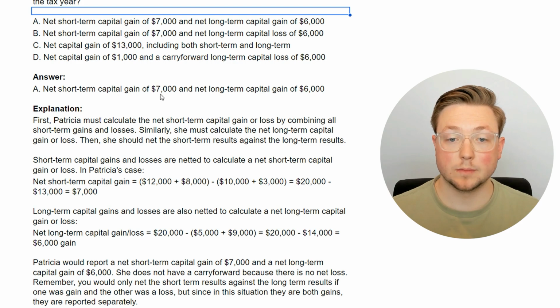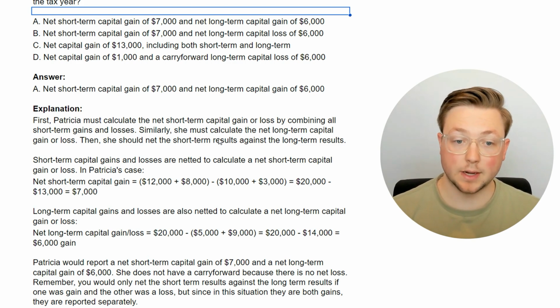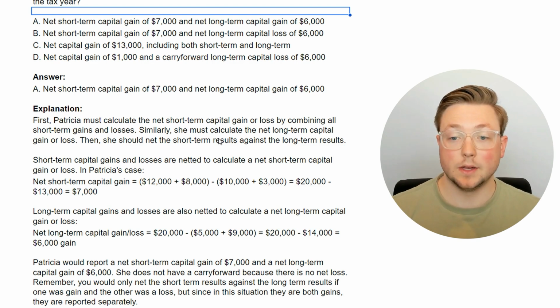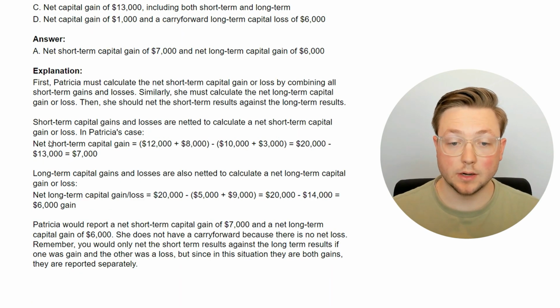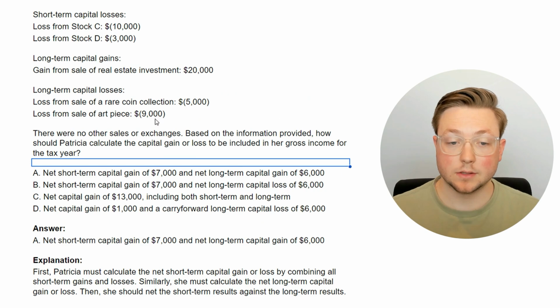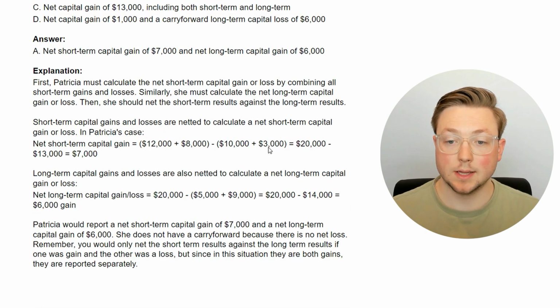So it would be a net short-term capital gain of $7,000 and a net long-term capital gain of $6,000. So first, Patricia must calculate the net short-term capital gain or loss by combining the short-term gains and losses. Then she does the same thing with the long-term capital gains or losses. So pretty straightforward right here. $12,000 plus $8,000 from here, right? So that's $20,000 less the $13,000. So that's a net short-term capital gain of $7,000.